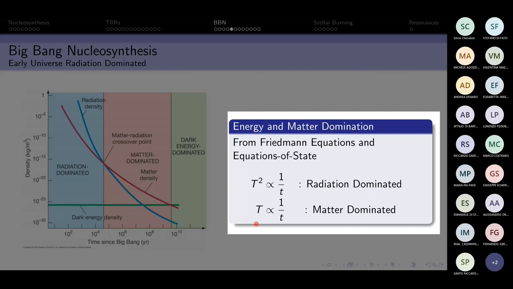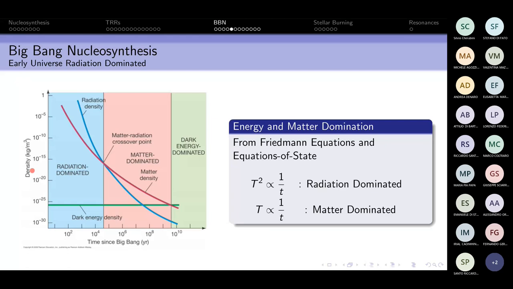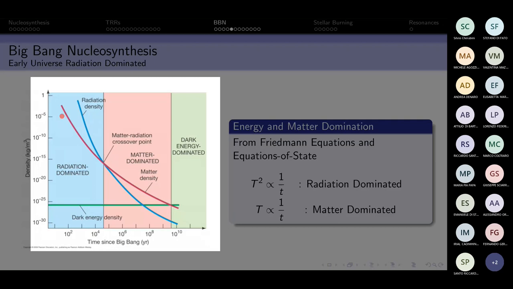And if we look at the energy density, you can think of this as the energy density, or mass density. Mass and energy are the same thing. And the time since the Big Bang down here, you can plot the matter density in this red line and the radiation density in this blue line. You can plot them independently.